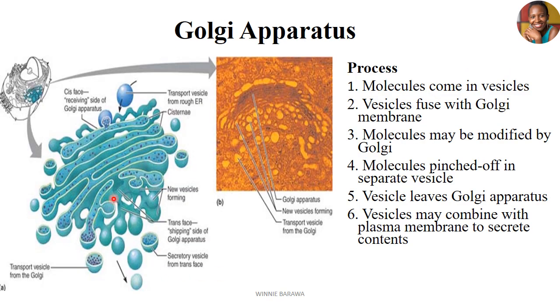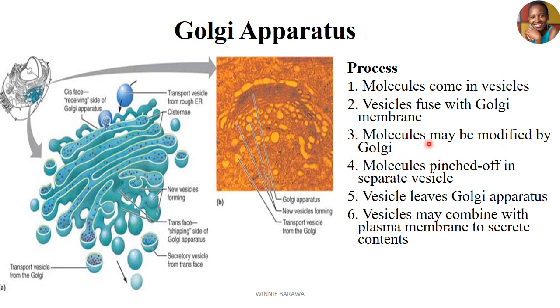So moving on, here is our Golgi apparatus again. It's among the busy organelles also. So the process of how molecules behave, or what I was describing prior, is this. The molecules come in using vesicles, and they fuse with the Golgi apparatus on the cis phase. And then the molecules will be modified by the Golgi apparatus.